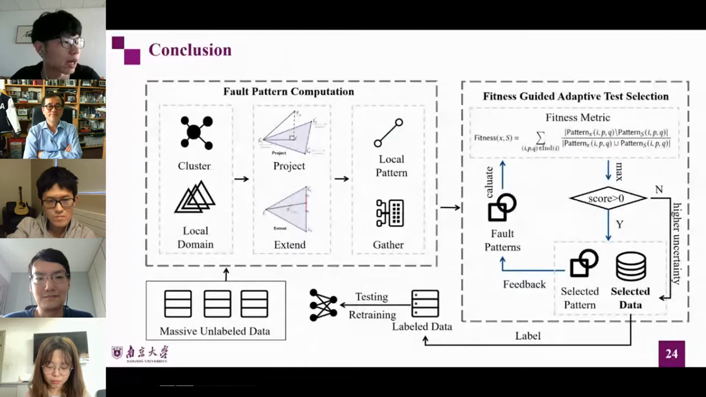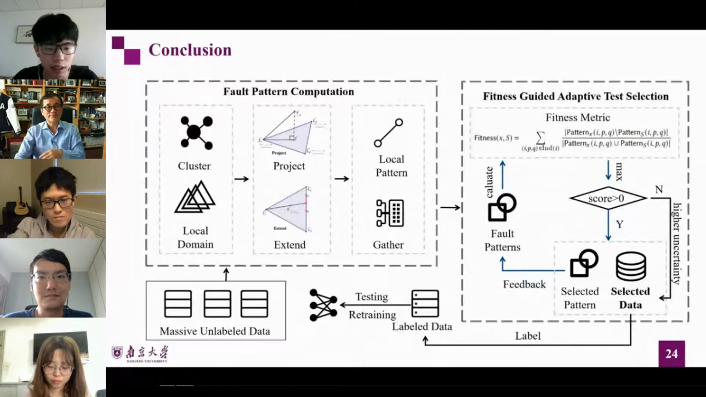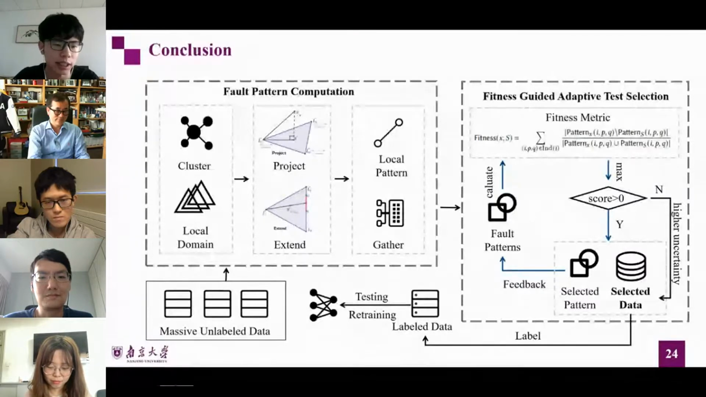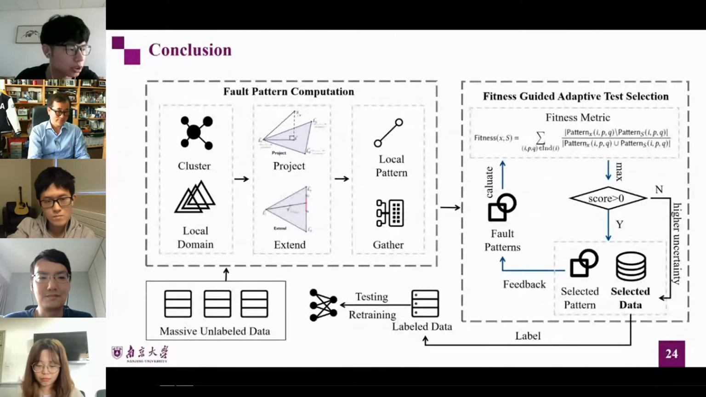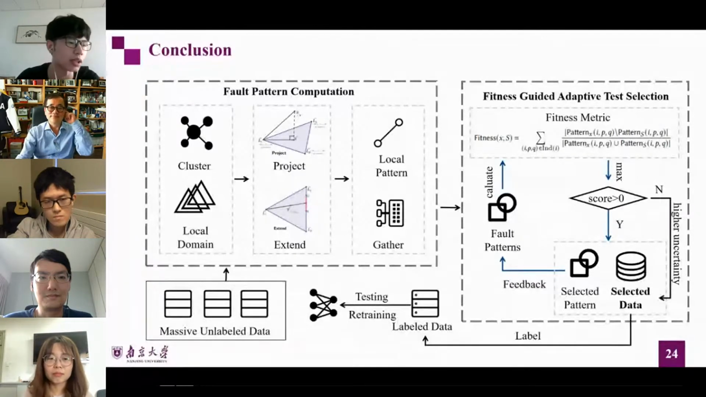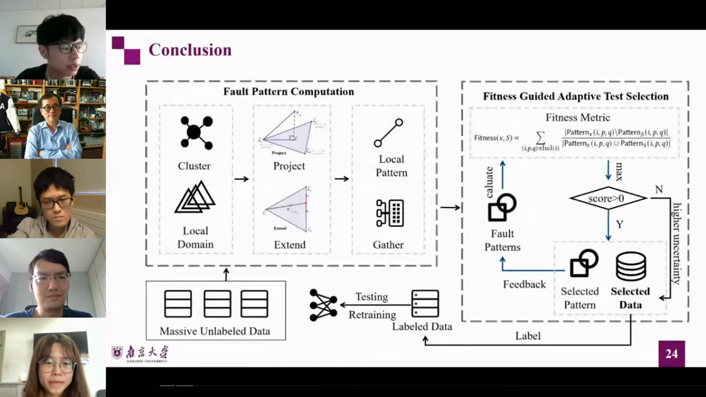Here is the roadmap of my technique ATS. As you see, first we collect much massive unlabeled data, and we use our method or another test selection method. We can select a small portion of representative data from the large massive unlabeled data, and then we label them and use this data to test and retrain the model to fix the incorrect behaviors or get good performance.